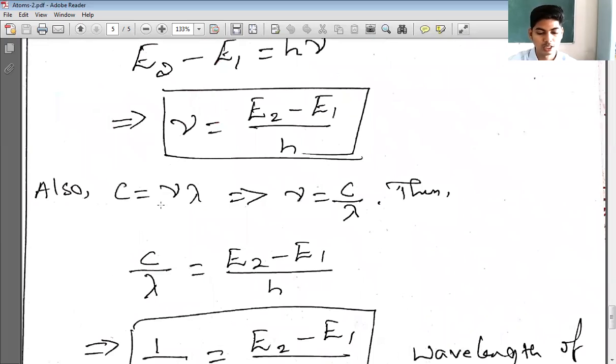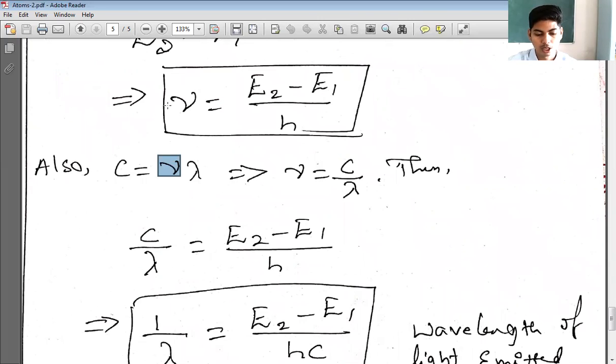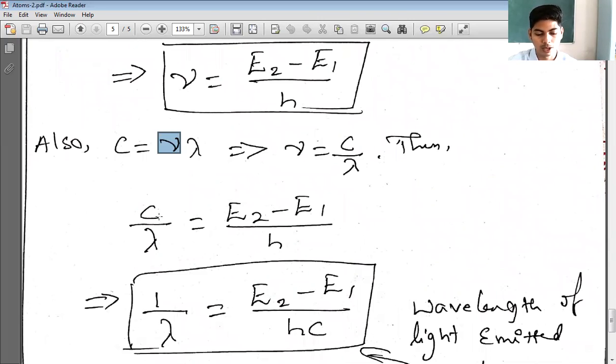Also, we know that c is equals to nu lambda, speed of light is equals to frequency into wavelength. So, nu can be written as c by lambda. So, in place of nu, you can substitute c by lambda. c by lambda is equals to E2 minus E1 by h.